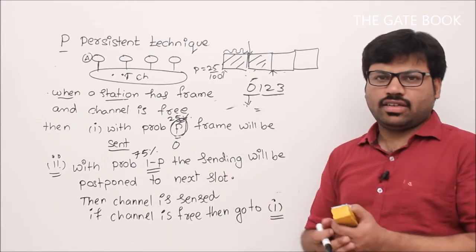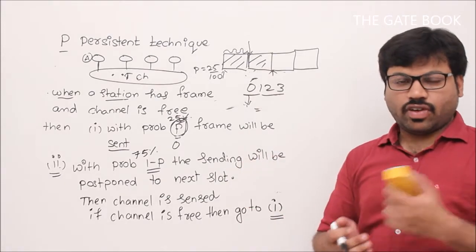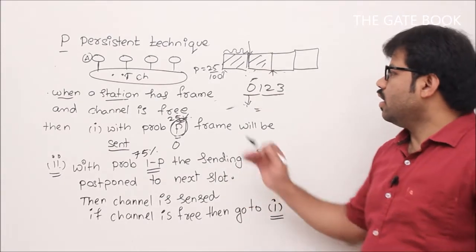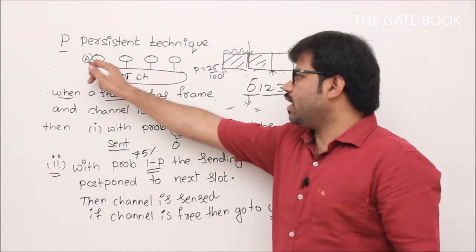So now let's start. Let's imitate this procedure for one example so that you can easily understand. Now, let's say in the early morning, station A has data.